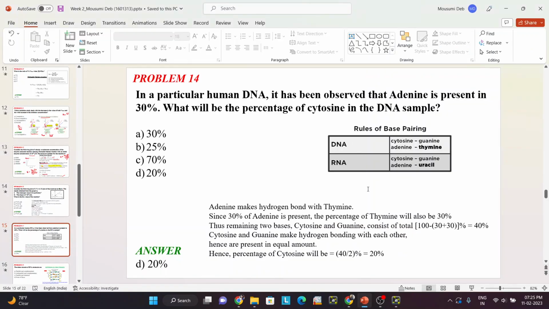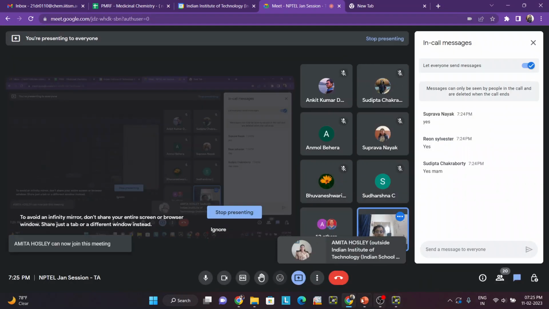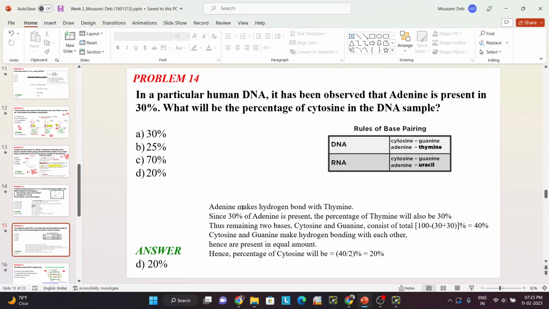So this is the number one problem. As I said, adenine makes the hydrogen bond with the thymine. Since there is 30% of adenine present, the percentage of thymine will also be 30%. So the two remaining bases, the cytosine and guanine, consist of a total of 100 minus 30 plus 30, which means 40%. Now cytosine and guanine make hydrogen bonding to each other. Hence they will be present in the same amount. Hence the percentage of the cytosine will be 40 divided by 2, which is 20%.